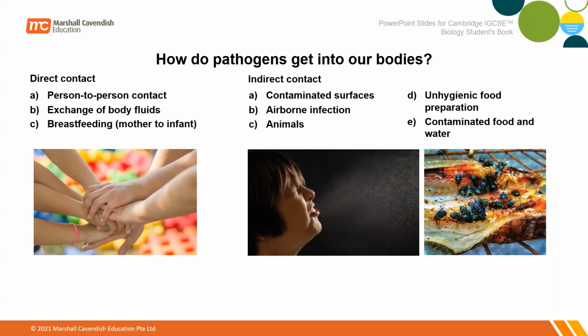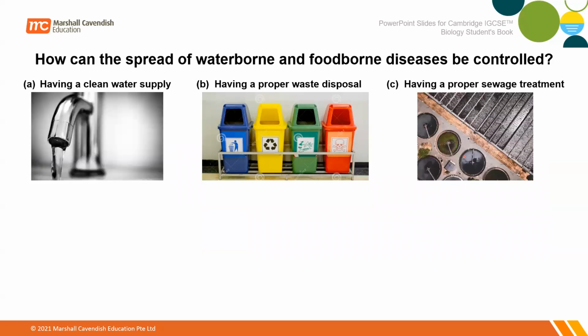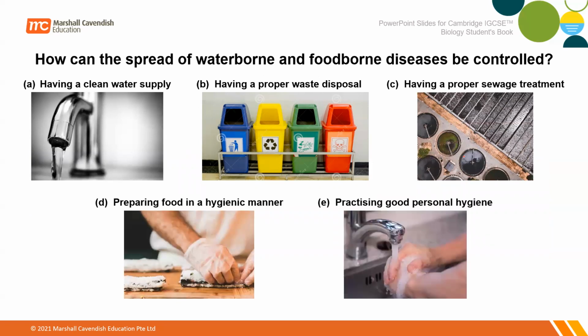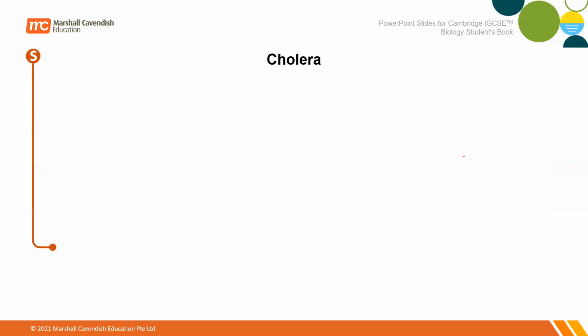بنتسأل عليه like one mark question. Give me an example of a direct contact. Indirect contact, like all of the factors in front of you: contaminated surfaces, airborne infection, and animals, unhygienic food preparation والcontamination. أحافظ على إنه how can the spread of waterborne and foodborne diseases be controlled by all of these factors. ودي just memorization، ما فيهاش أي حاجة complicated.